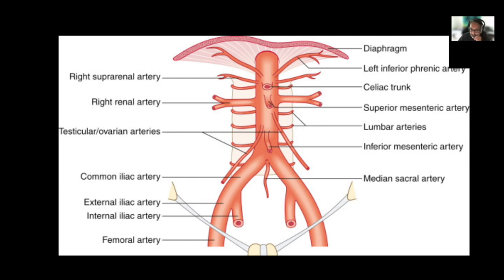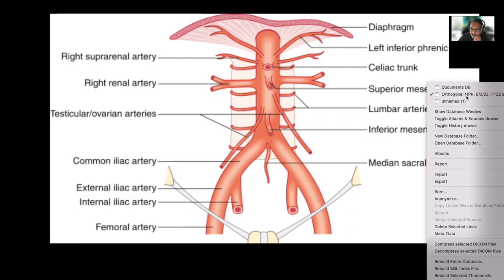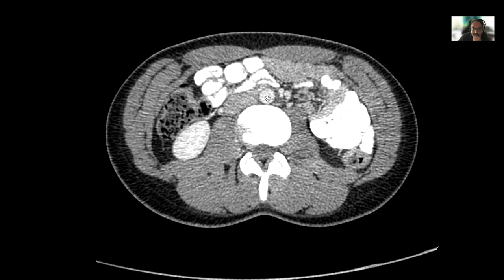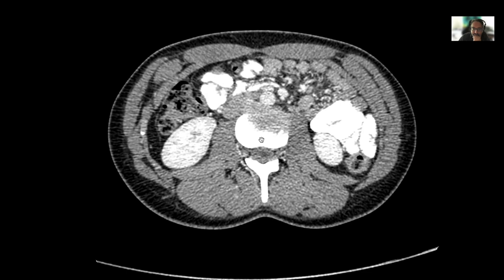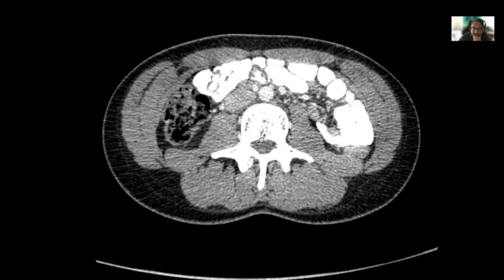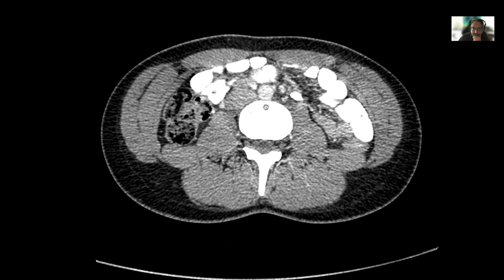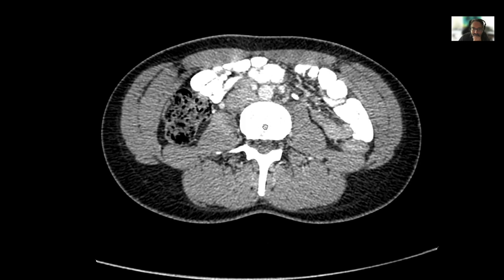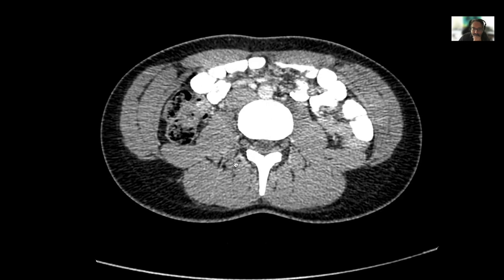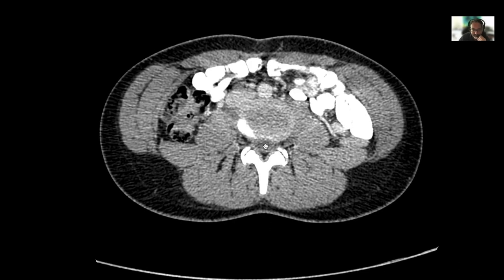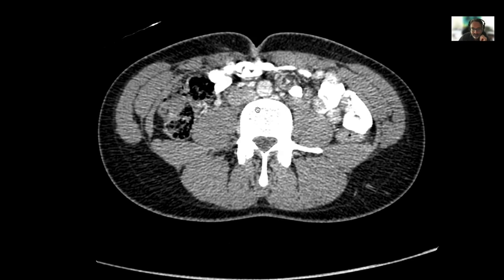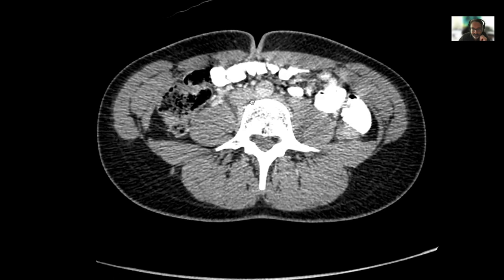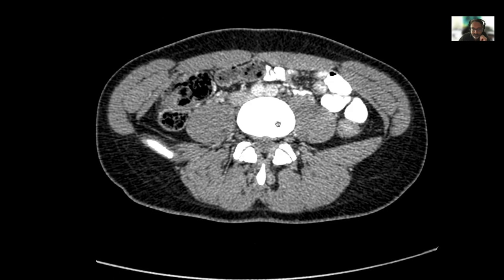So let's do this. Here what I found is the inferior mesenteric artery right there. Sorry, that over there is the inferior mesenteric artery. That one. The inferior mesenteric artery is going to give off its branches, the colic arteries. So the branches are here.